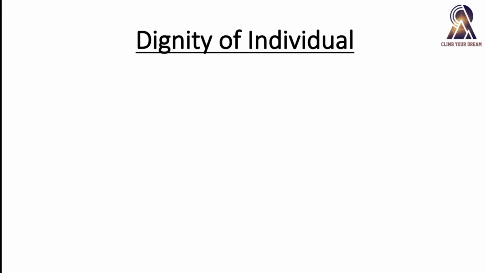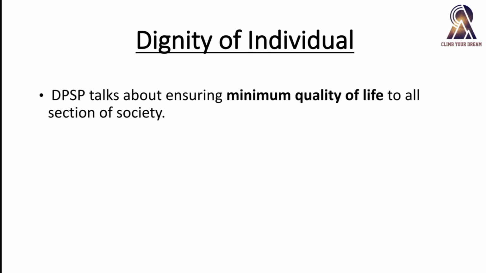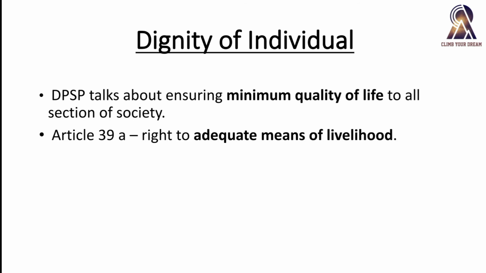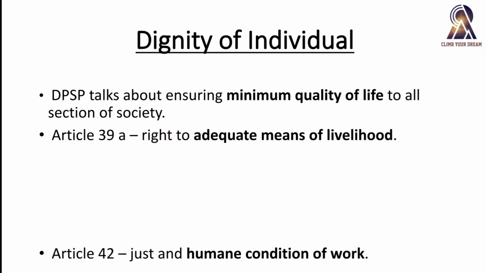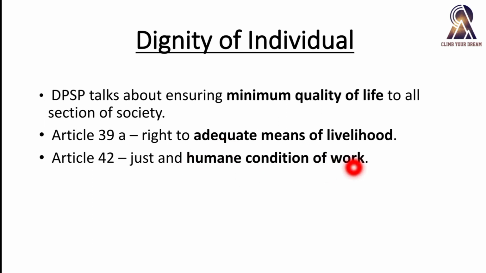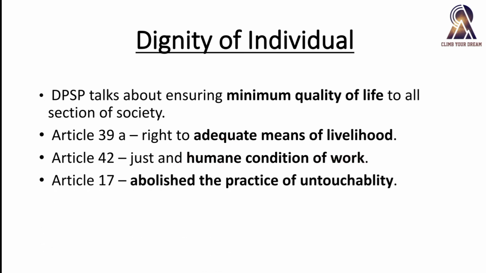And coming to dignity of individual, DPSP talks about ensuring minimum quality of life to all the sections of society. That's basic needs of all the citizens should be ensured. And Article 39A of our Constitution talks about adequate means of livelihood. Article 42 talks about humane conditions of work. Article 17 talks about abolition of the practice of untouchability. So like this, many articles ensure the dignity of individual is maintained.